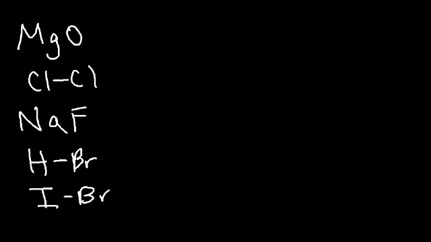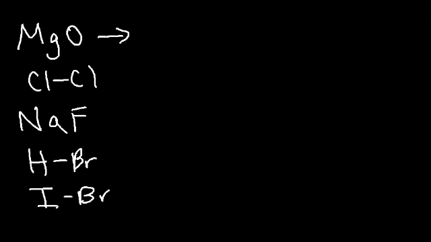So let's start with the first one. MgO, magnesium oxide. Is it ionic, polar covalent, or nonpolar covalent? The first thing I would look for is to see if it's ionic. Typically, an ionic compound consists of a metal and a nonmetal. That's how you can easily identify it.